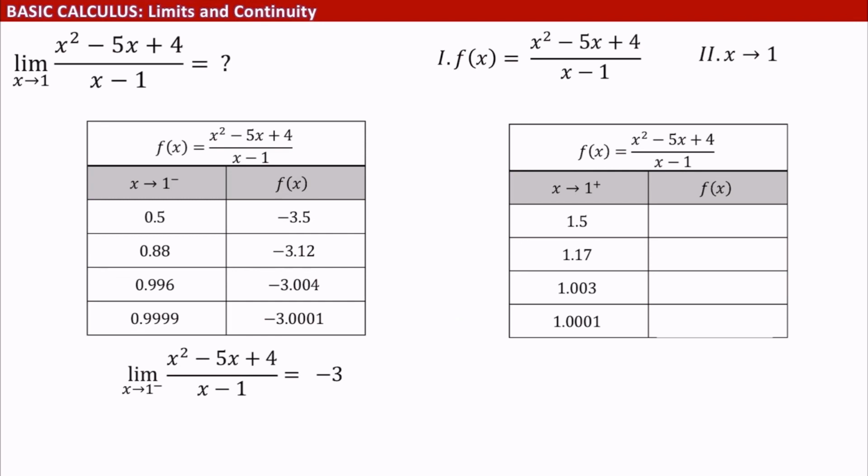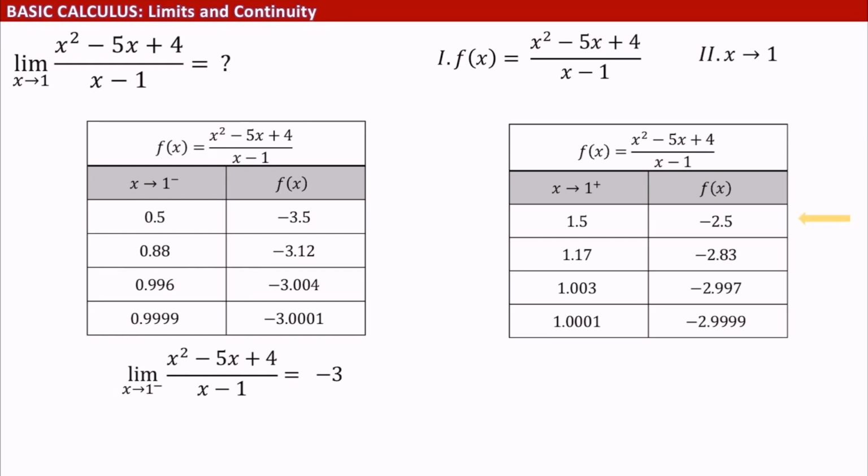Again, substitute lang natin yung mga values na to sa ating function. Let's start with 1.5. Substituting 1.5 to our function, f of x is equal to negative 2.5. Substituting 1.17, I have negative 2.83. Substituting 1.003, I have negative 2.997. And lastly, substituting 1.0001, I have negative 2.9999.